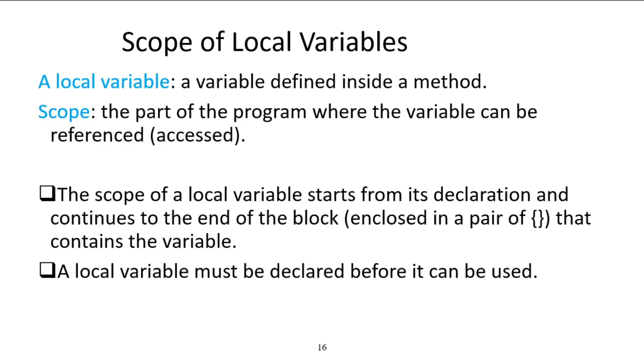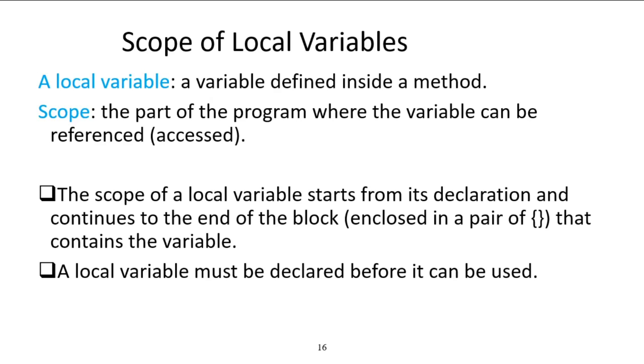What does scope mean? A scope is the part of the program where the variable can be referenced. Referencing a variable means accessing that variable to assign a value or use the value of the variable. So where you can access the variable is the scope of that variable.